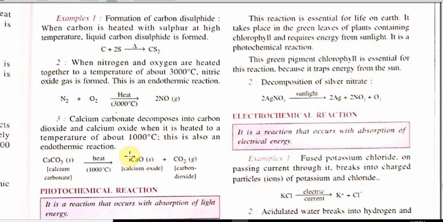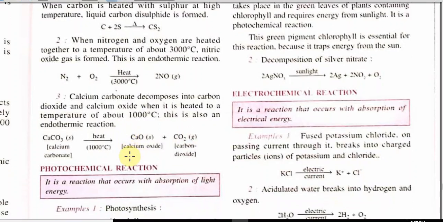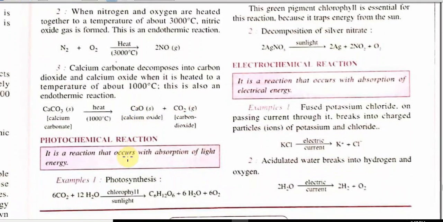Now going on to the last point of this chapter. First is photochemical reaction and second is electrochemical reaction. Photochemical reaction takes place by absorption of light, and you can see here electrochemical reaction takes place by absorption of electrical energy. Students, this is photosynthesis and this is electrolysis of water.